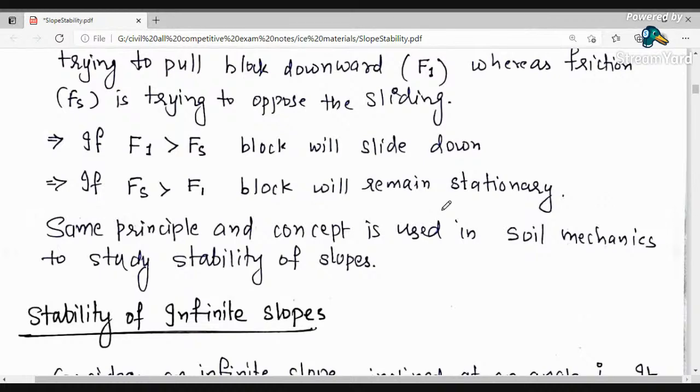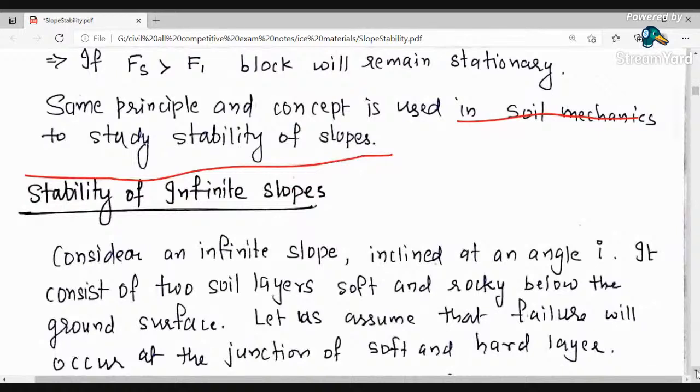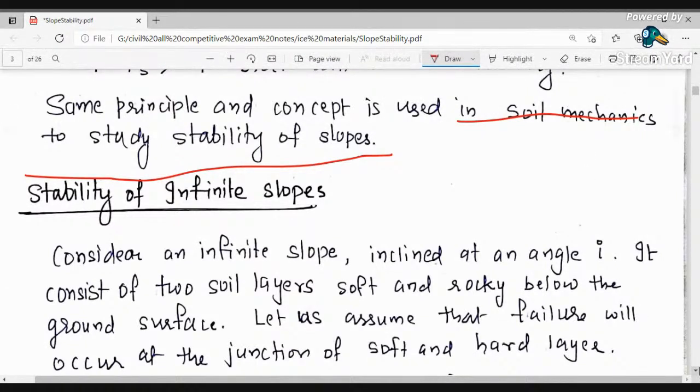Some principles and concepts are used in soil mechanics to study the stability of slopes. So in soil mechanics we will use some concepts for determining the stability of slopes, right? So, stability of an infinite slope. Consider an infinite slope inclined at an angle I.